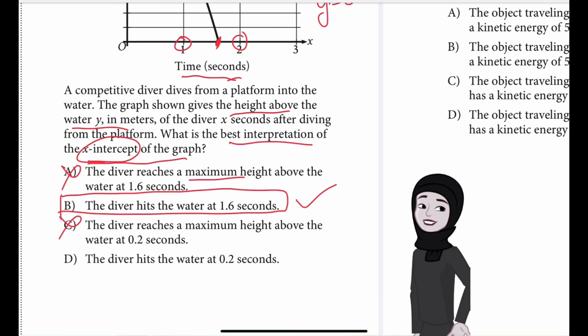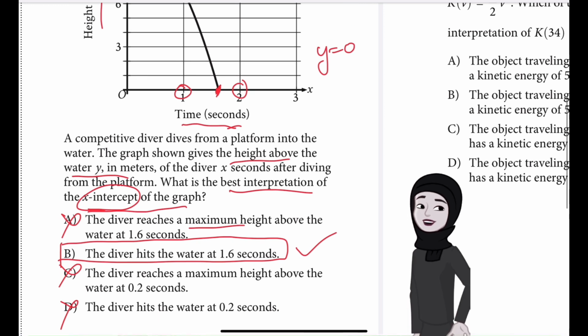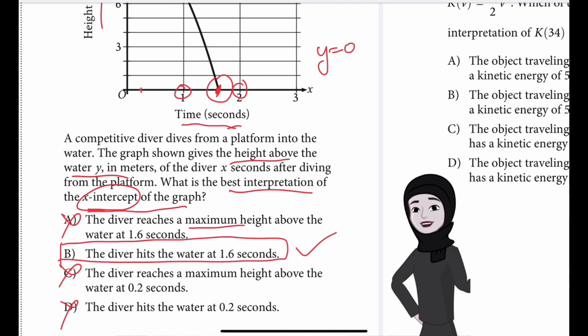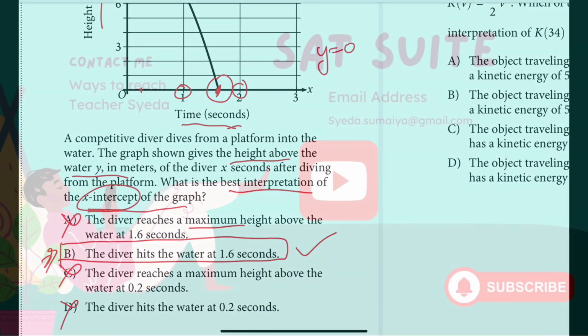And D says the diver hits the water at 0.2 seconds. That's not correct. He is not reaching the water at 0.2 seconds. 0.2 seconds will be somewhere here. But here it is above 1 point something, between 1 and 2, which is 1.6. So the best answer is B. The diver hits the water at 1.6 seconds.